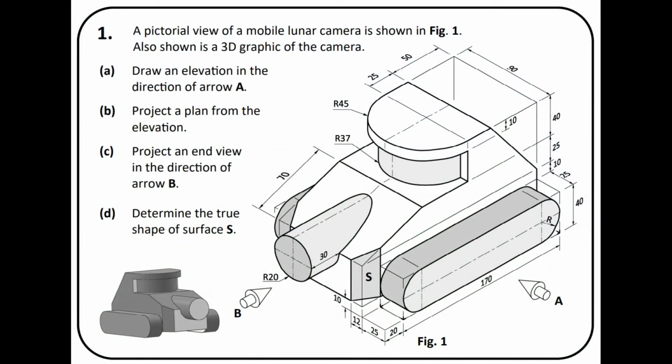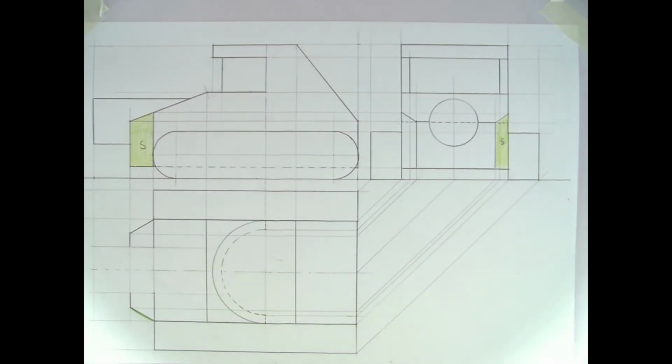Okay, so if we just have to look at the question again for a moment to see where we are. Draw an elevation in the direction of arrow A. That is completed. Okay, don't have any more to do there. Project a plan from the elevation. We're mostly there with that. We still have the cylinder to put on at the front. Part C, project an end view in the direction of arrow B. That's done. Then determine the true shape of surface S. Yeah, that still needs to be done also. So let's look at putting the cylinder on.